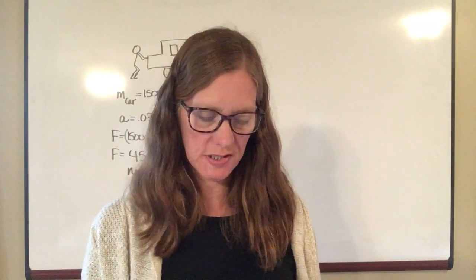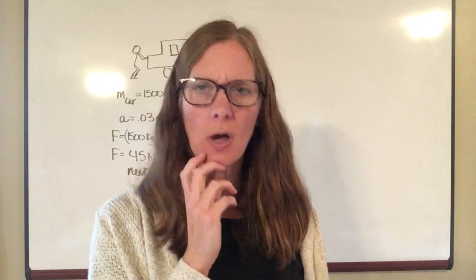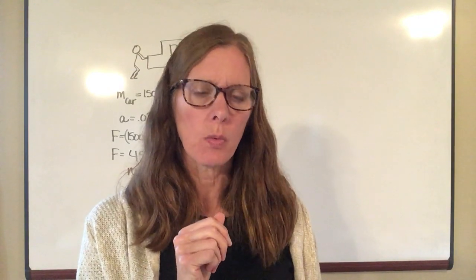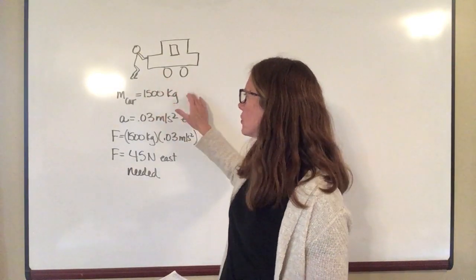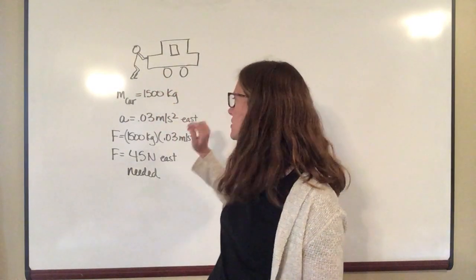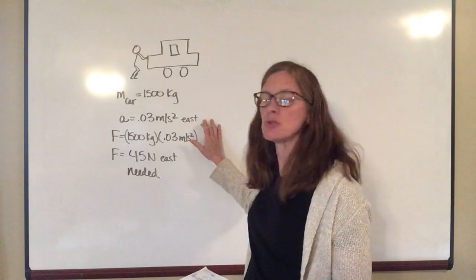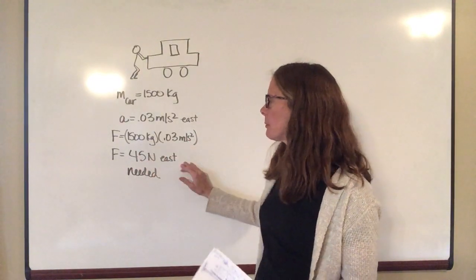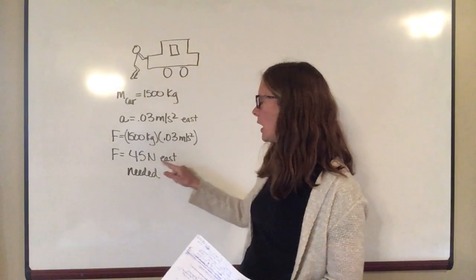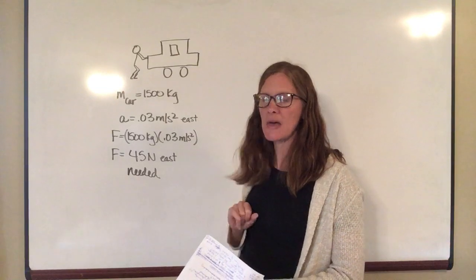We're going to put a few more numbers with our friction calculations today. Back on, I think it was day 5, I had you working a problem where I told you that a man was trying to push a car, and I told you that the car's mass was 1,500 kilograms, and he was trying to achieve an acceleration of 0.03 meters per second squared to the east. And so you worked that problem that day, and you should have come up with the fact that he needed to exert a force of 45 newtons to the east in order to achieve that acceleration.